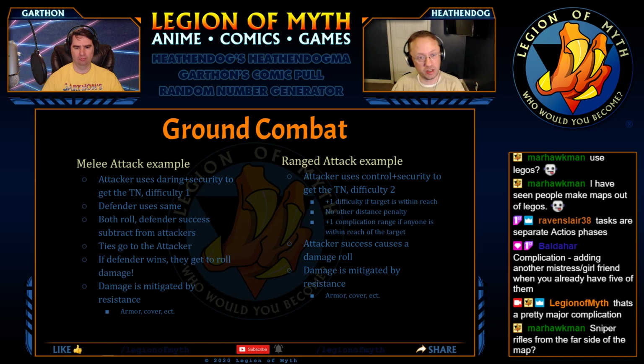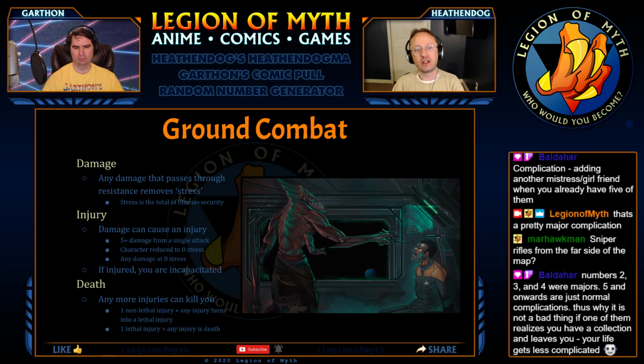Now we're going to talk about injuries. Injuries are the real deal in this game. Injury is what can do you in. If you take 5 or more damage from a single attack, you take an injury. If your character is reduced to 0 stress, you take an injury. If you are at 0 stress and you take any damage whatsoever, you get an injury.